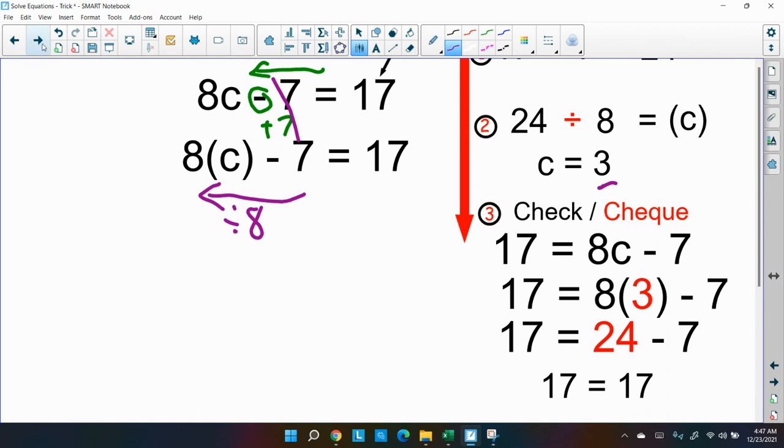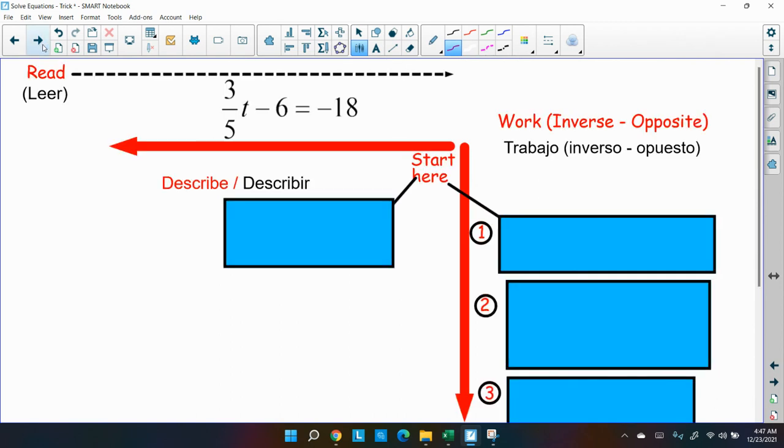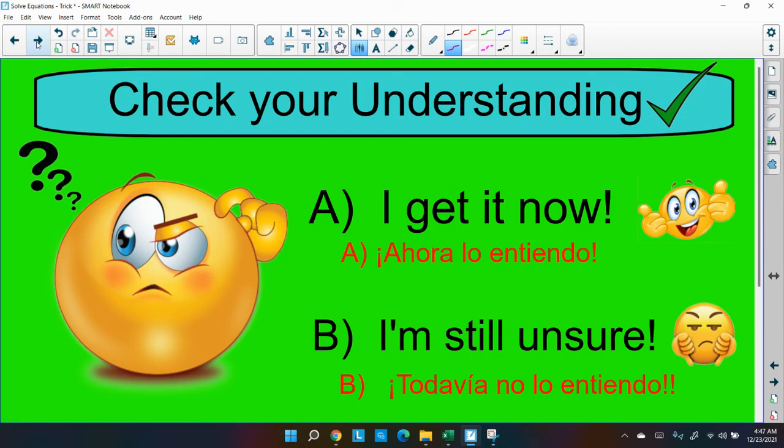So this is getting interesting because we seem to be flying through it pretty fast. So see if you can do this one. 3/5 t minus 6 is 18. So good luck and bring in your answer in the class. I hope you understand what's going on. If you're not sure, rewatch the video, write down your questions, and give it a try. And rewatch the video, and I think you'll get it.